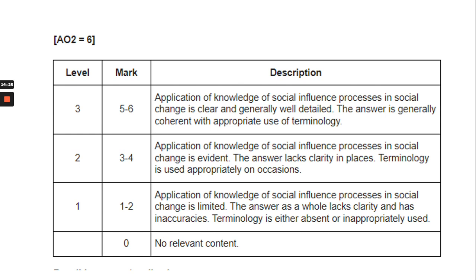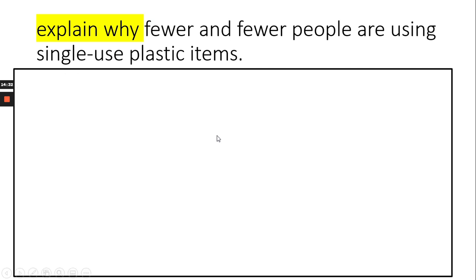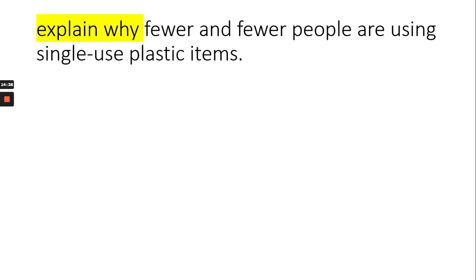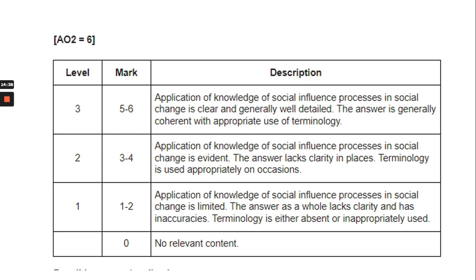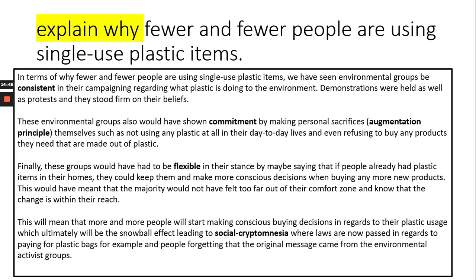That means you have used terminology all throughout, as you can see in bold, for example. At each stage of the question, you've used the key terminologies when you need to. That's very, very important, and that is how you get a level 3. That is 5 to 6 marks in this specific question.